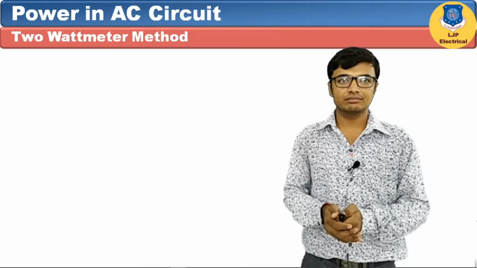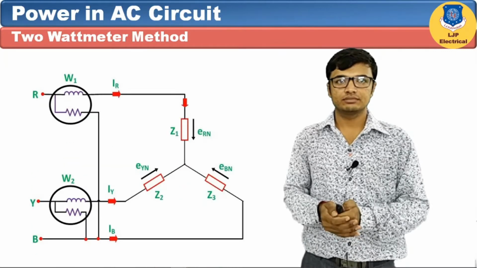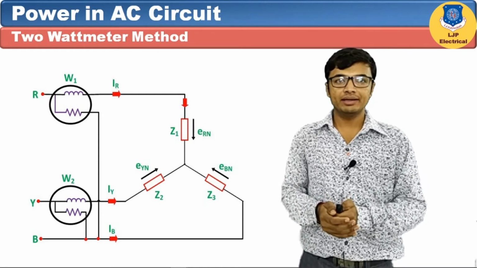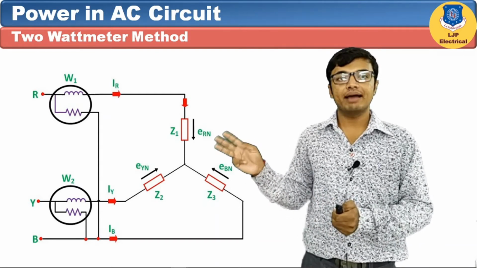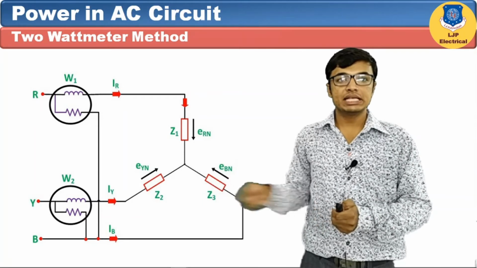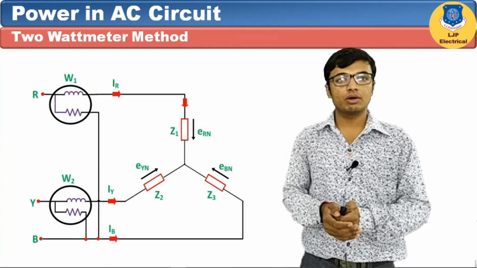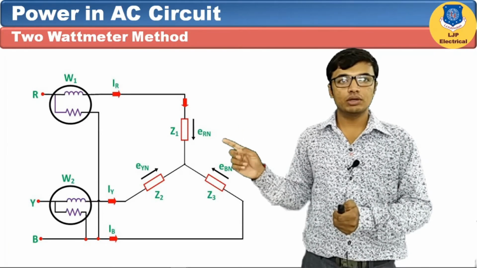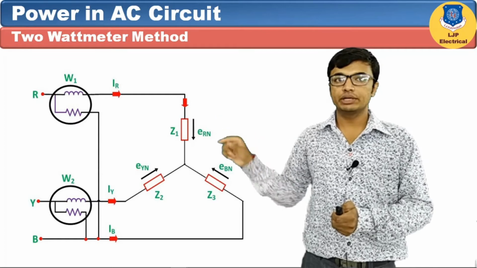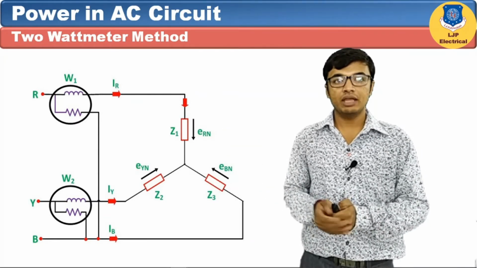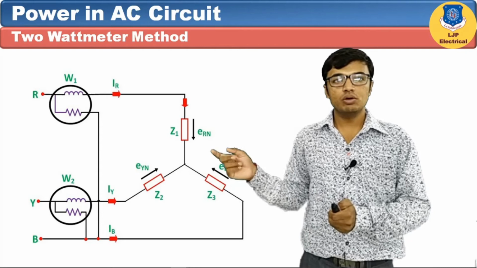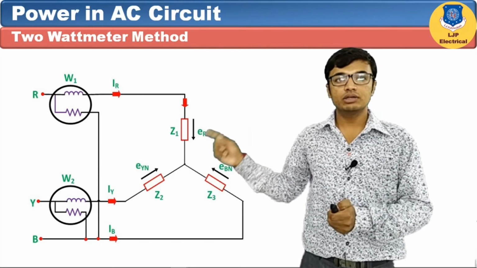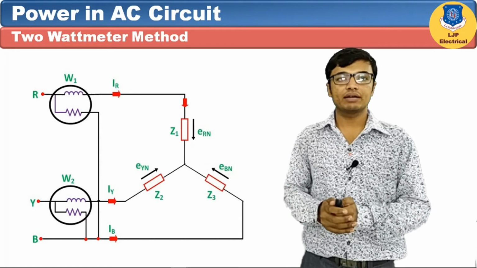Let's see the next method, that is 2 wattmeter method. This method also requires the number of wattmeters to be equal to the total number of wires minus 1. It has 3 wires, that is R, Y and B. So we have used a total of 2 wattmeters. In the same way we have connected the current coil in series with the load, and the potential coil between one phase and the neutral. But here there is a difference in the connection of the potential coil. We have to connect the potential coil between one phase and the phase in which we have not connected the wattmeter.